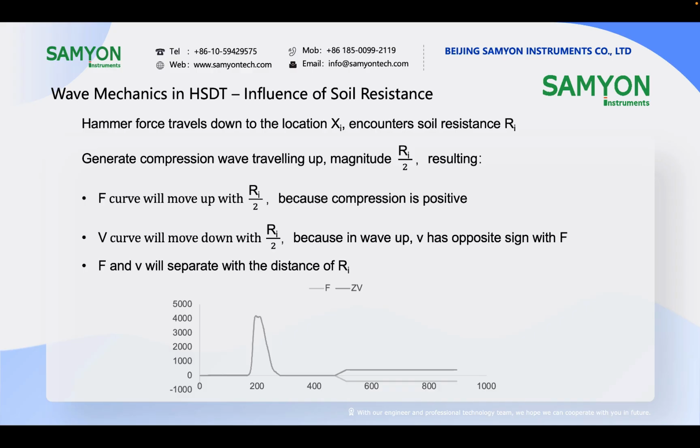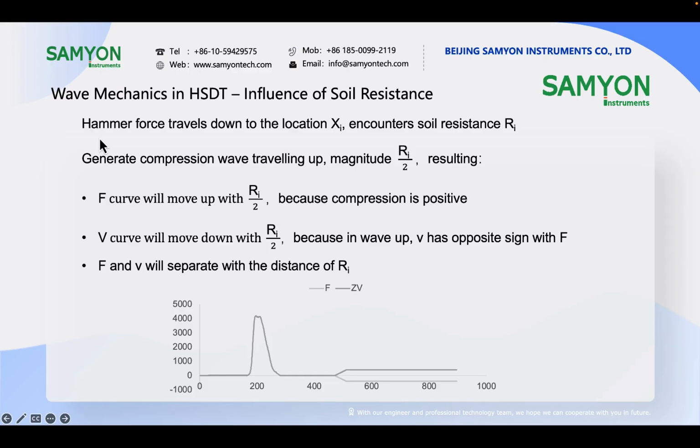But usually after the first peak, F and V will separate, and that is because of the influence of the soil resistance. So now let's discuss how this soil resistance causes the force and V to separate.